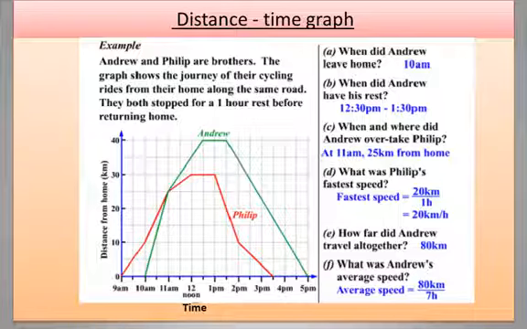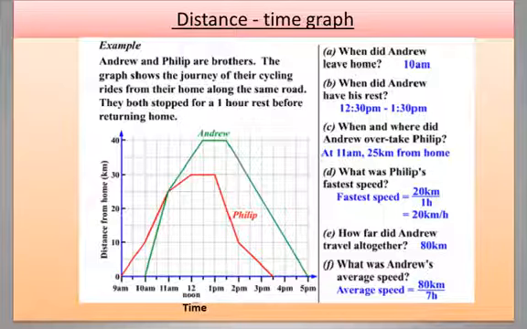You can see other places where Philip was cycling, but you can't see this much fast movement. Only here he moved faster. So 20 kilometer in 1 hour he moved. That means the speed is 20 kilometer per hour.